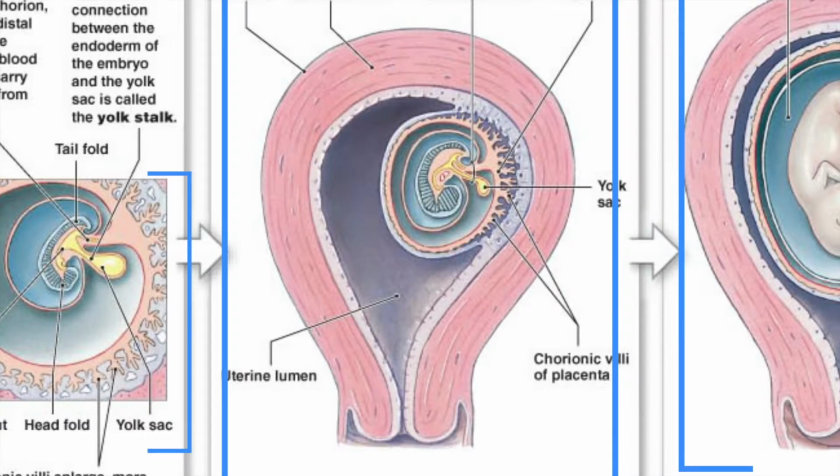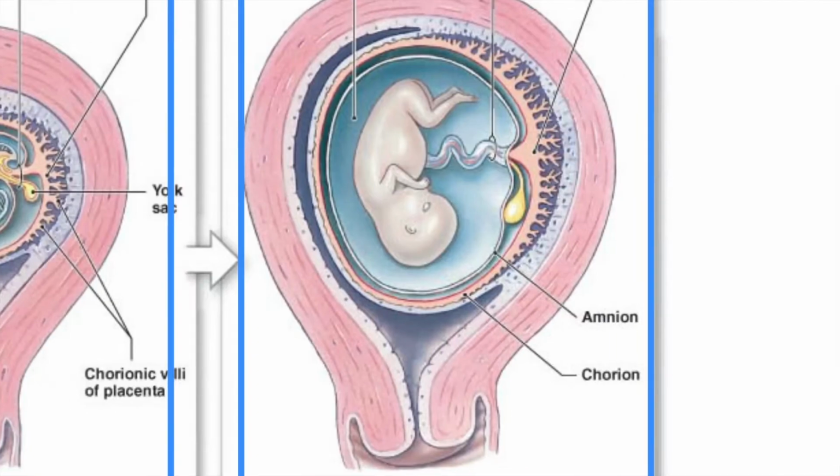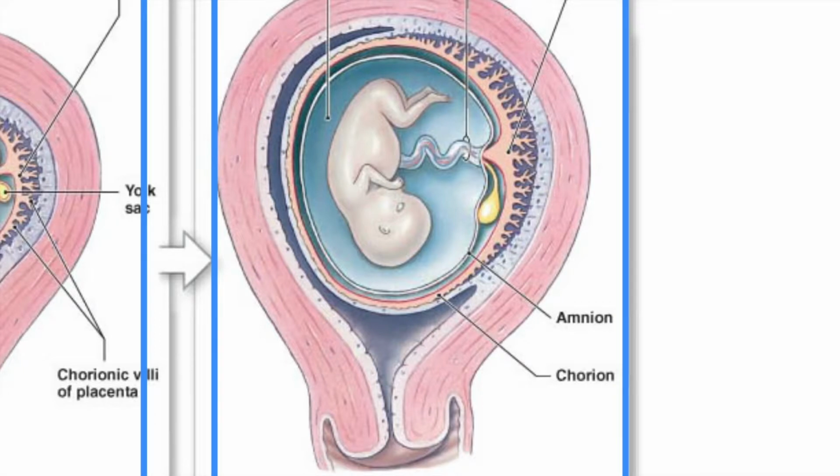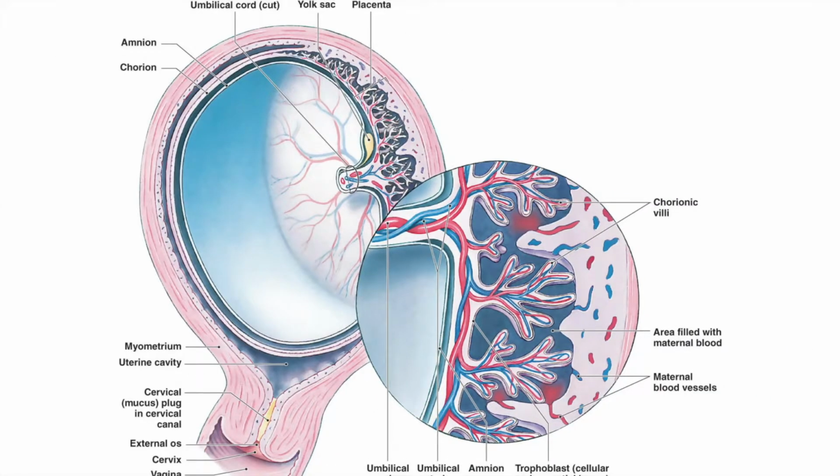By week 5, the developing embryo bulges into the uterine cavity, and the body stalk and the yolk stalk fuse to form the umbilical stalk. By week 10, the amnion fills the uterine cavity and the umbilical cord is formed. The placenta supplies nutrients to and removes waste from the fetal circulation. So that's how the baby gets its nutrients and is connected by the umbilical cord.